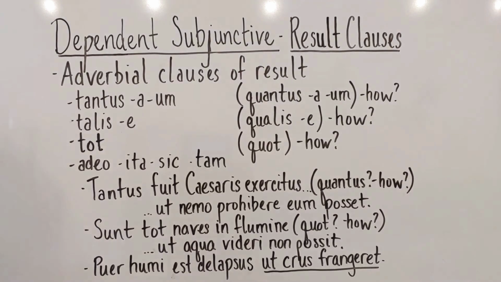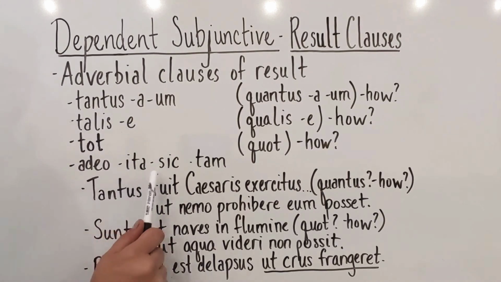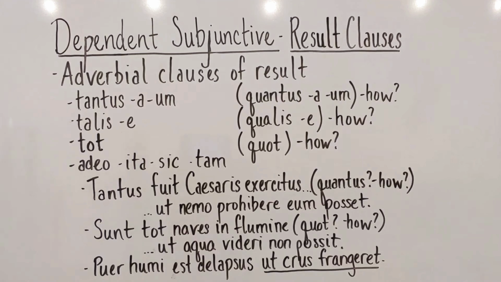So these result clauses, they're adverbial because they answer the question how. Let me show you. Tantus fuit Caesaris exercitus. Now here, stop. This is the introductory part. This is the main clause. This is the main part of our sentence. It introduces the dependent subjunctive clause. Ut nemo prohibere eum posset. So when you see tantus, talis, tale, tot, adeo, ita, sic, or tam in the main clause, that should be a tip-off that this is probably going to be a result clause. So tantus fuit Caesaris exercitus, so great, so large was Caesar's army. Caesar's army was so big, was so large.